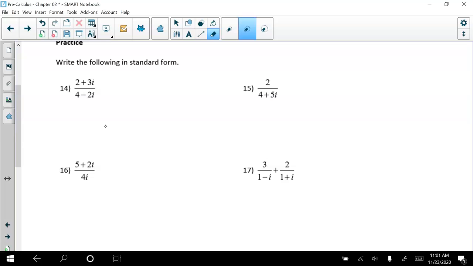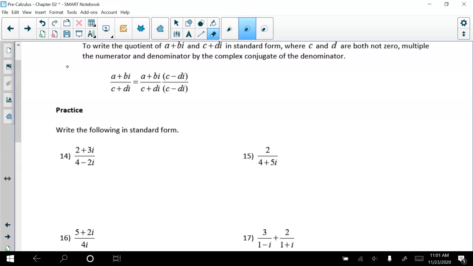So now, to get rid of the i in the denominator, we have to multiply by the complex conjugate. And the complex conjugate of 4 minus 2i is 4 plus 2i. And you'll see what happens when we multiply. So we multiply in the numerator. We're going to multiply the binomials. You get 8 plus 4i plus 12i plus 6i squared.